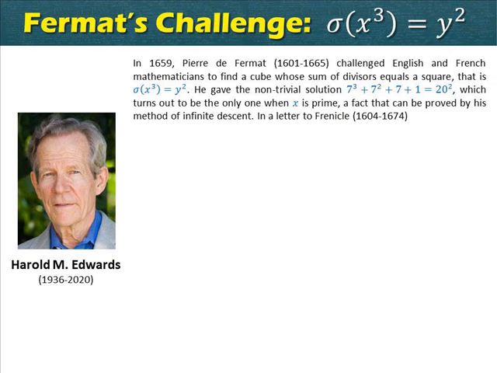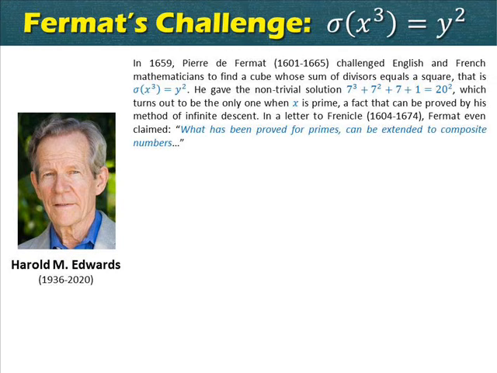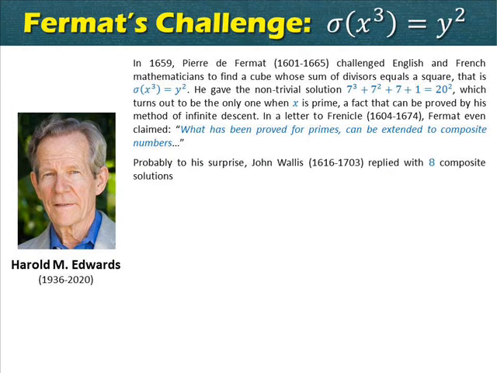infinite descent. In a letter to Frénicle de Bessy, Fermat even claimed what has been proved for primes can be extended to composite numbers. Probably to his surprise, John Wallis replied with 8 composite solutions, being the smallest integers of 9 or more digits and 4 to 6 prime factors.